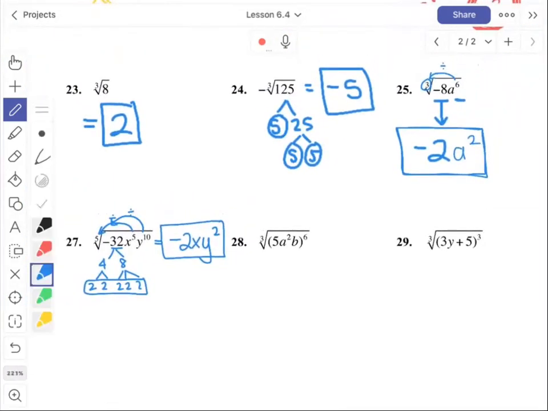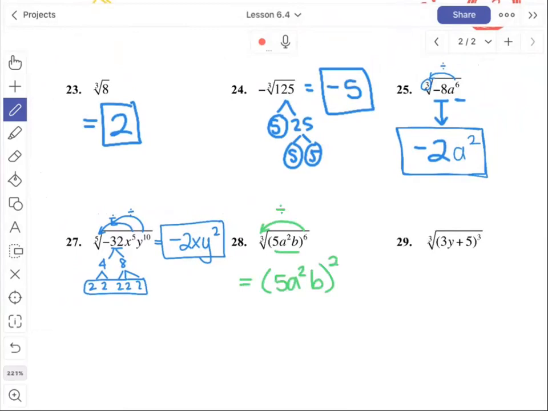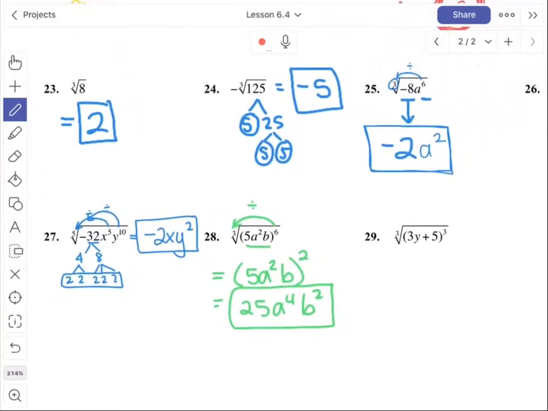All right, and the last two. So I have something to the 6th power, so I'll divide the exponent. So this is 5a squared b to the 2nd power. All right, and then I get 25a to the 4th b to the 2nd. All right, and the last one. Go ahead and I'll let you guys put your answer in the chat for that last one.